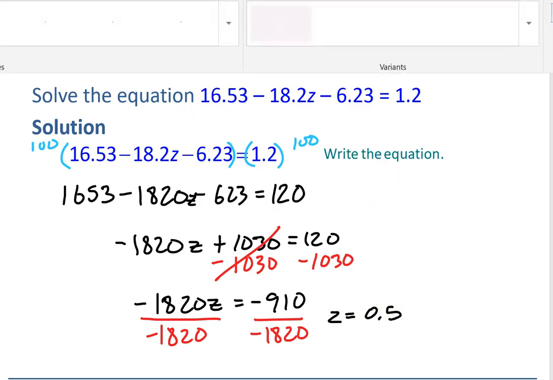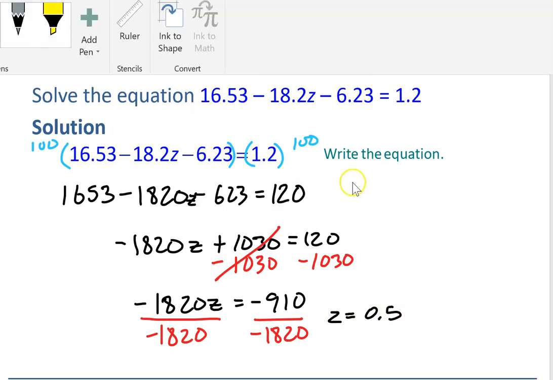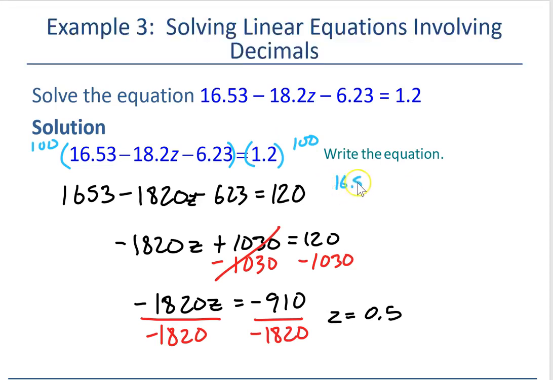Let's do it over here. We'll do it in blue up here, and I've got 16.53 minus 18.2 multiplied by 0.5 minus 6.23 is all equal to 1.2. Well, let's do 16.53 minus 18.2 times 0.5 minus 6.23, and I get 1.2. So 1.2 does equal 1.2. So that works out.